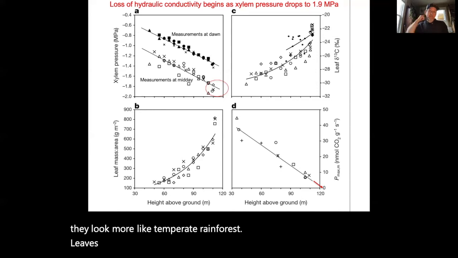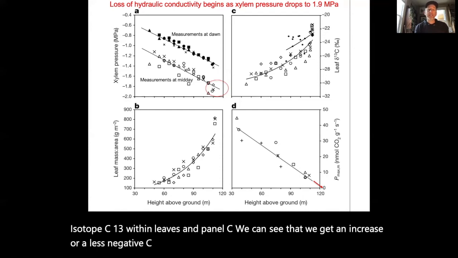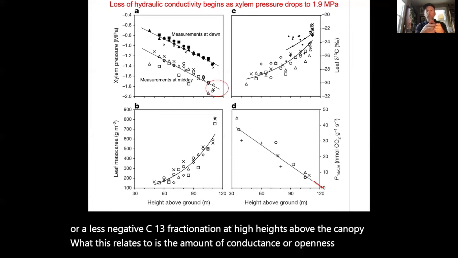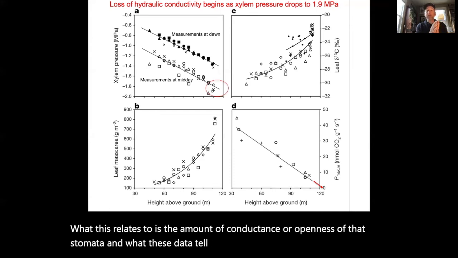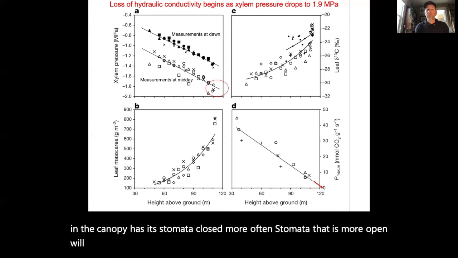If we look at the isotope C13 within leaves in panel C, we can see that we get an increase, or a less negative C13 fractionation, at high heights above the canopy. What this relates to is the amount of conductance or openness of that stomata. And what these data tell us is that essentially a tree that is high up in the canopy has its stomata closed more often. A stomata that is more open will have a lower value for this C13 fractionation.